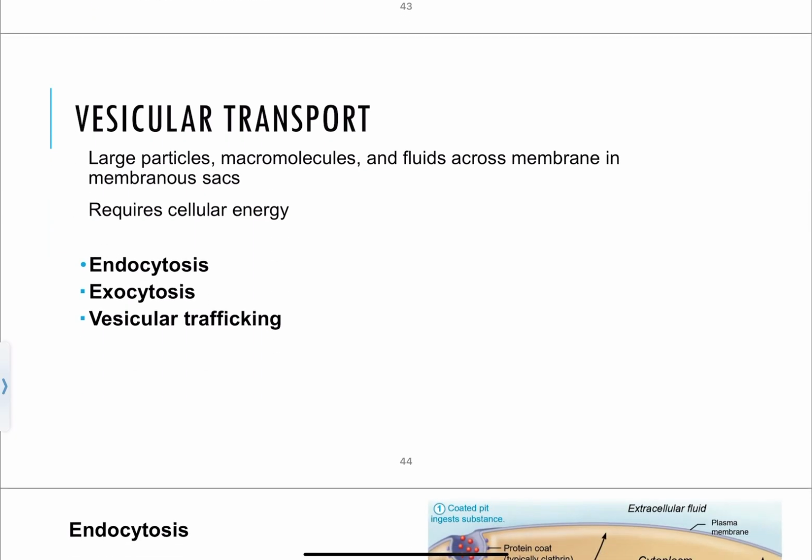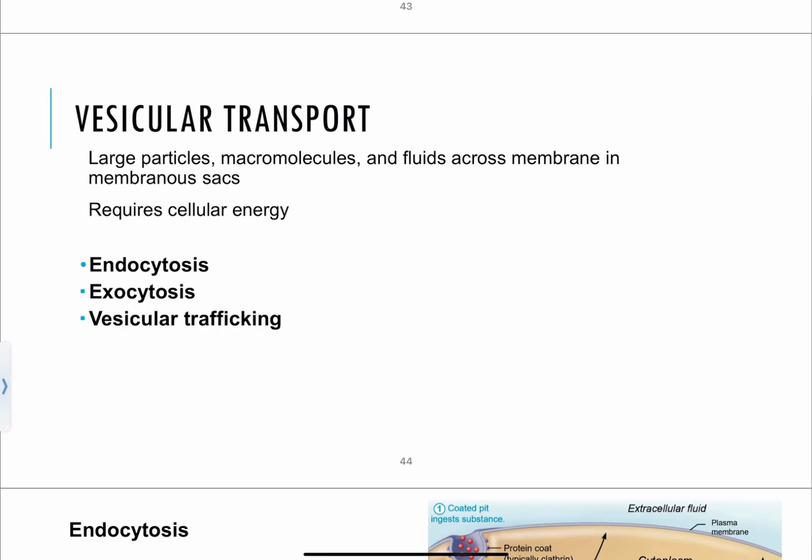Our second major type of active transport is vesicular transport, and this is what we're talking about when we actually move really large particles, macromolecules, even something like a bacterial cell. Anything like that is going to require a vesicle, which is going to require energy. We have 3 types of vesicular transport.